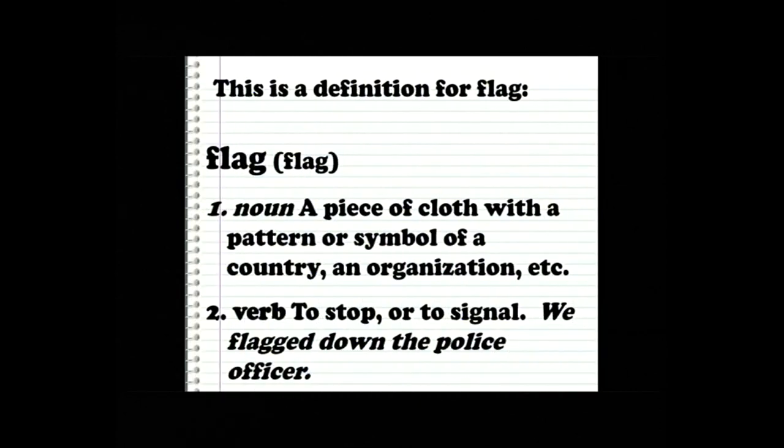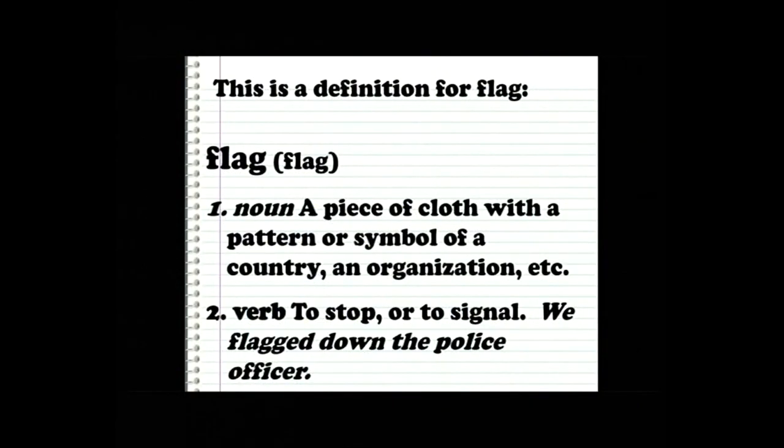So let's see the word flag. Every student knows what a flag is. It is a piece of cloth with a pattern or a symbol of a country or organization. And we have a flag for the house also. They see it every day. So this is when you use it as a noun.